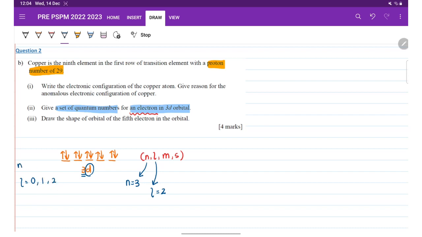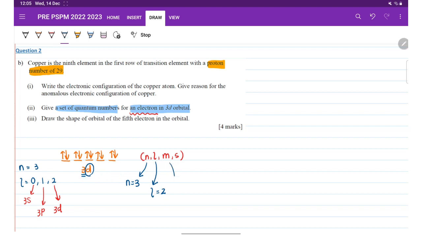So we have N, not M. When we have N equals to 3, we can have L of 0, 1 and 2. So 0 here refers to the S orbital, 1 is the P orbital and 2 is the D orbital. So to be specific, if N equals to 3, L is 0, 3S, 1, 3P, 2, 3D. So that is why for the 3D orbital, L will be equal to 2.